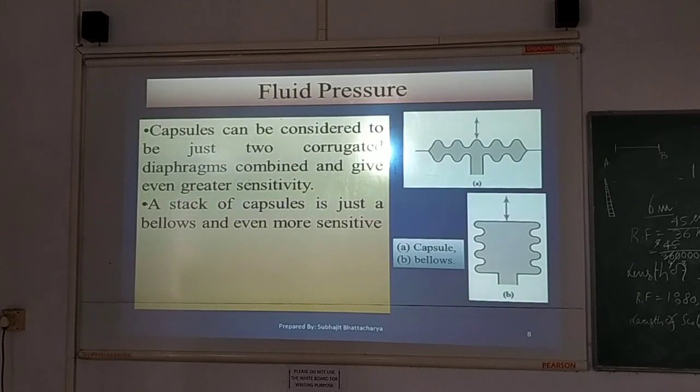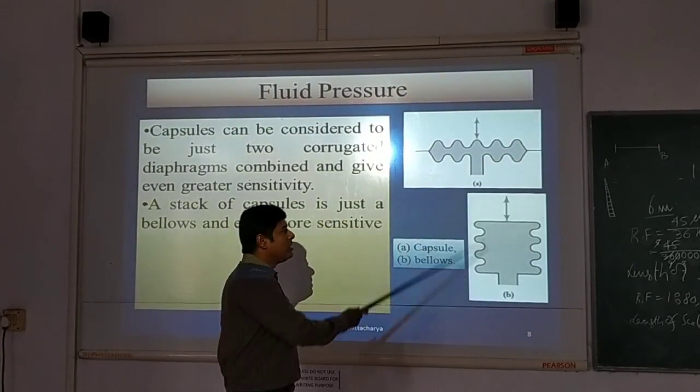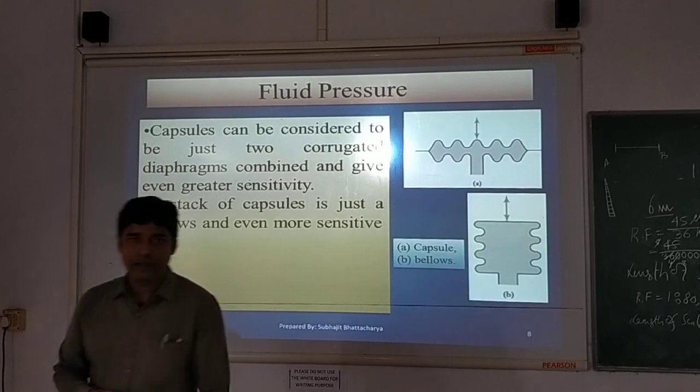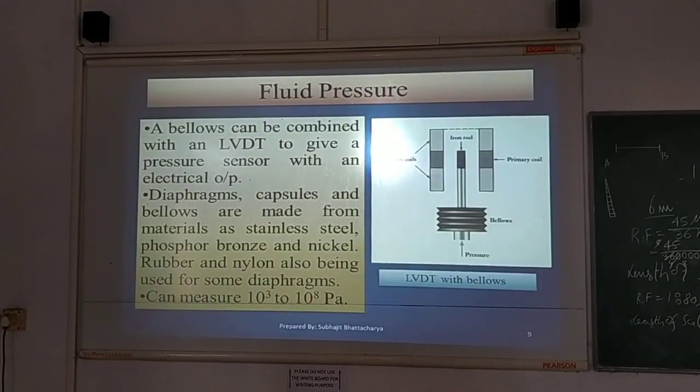Fluid pressure in the same manner. You can use double corrugated elements, meaning capsules and bellows, and these will have more sensitivity than this, obviously. Isn't it? And how is this done?